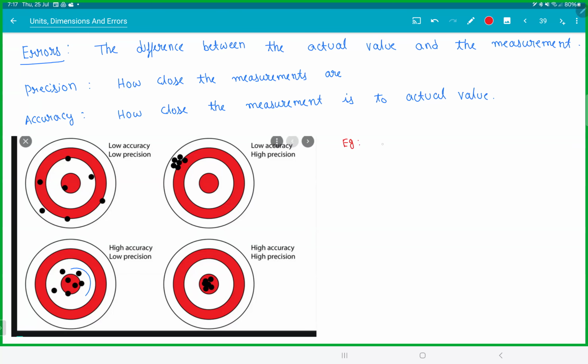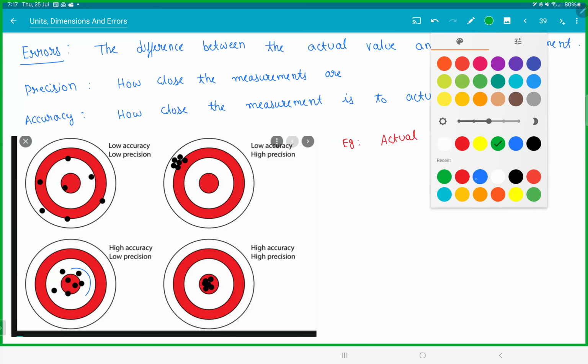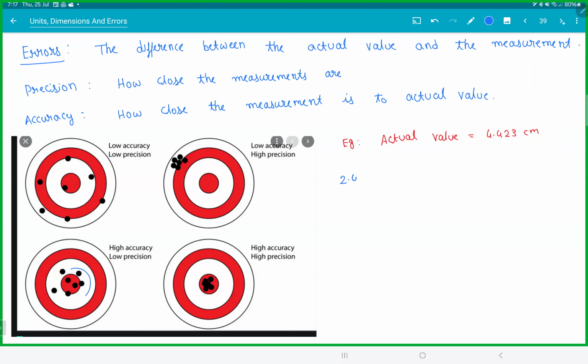So example, let's say the actual value is 4.423. And let's say someone gives you 2.413. Now, if you look at this value here, this is precise, so basically we will say based on the number of digits, but less accurate. The value is 4 and you're getting 2. But it has the same number of decimals, so the precision is the same. Up to the 4th decimal, you're able to calculate.